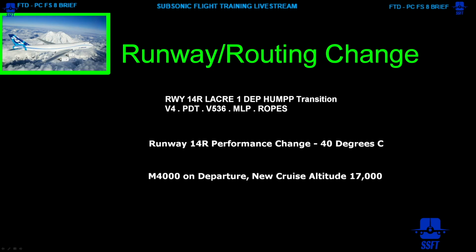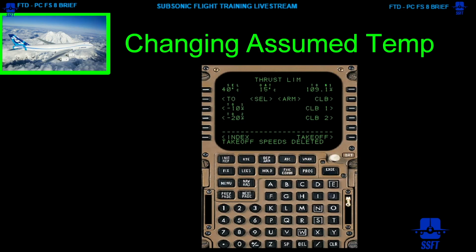And again, that does involve the FMC and the MCP to make the change. And whenever you change the thrust like you see here, you're going to get a takeoff speeds deleted, and you'll have to put the new temperature in. And we'll see whether we use, on the flight plan it had us using TO1 with that 40 assumed temperature, so we'll do that. And that should probably still arm climb 1. And then, of course, you'll have to reactivate your V speeds.